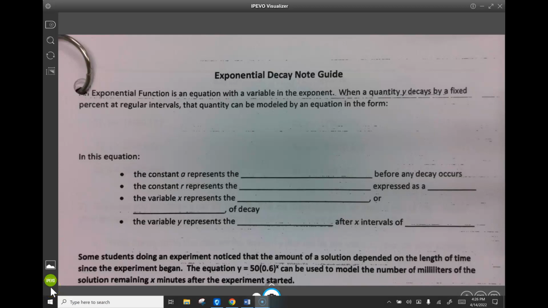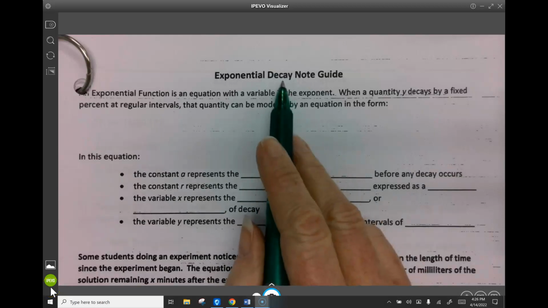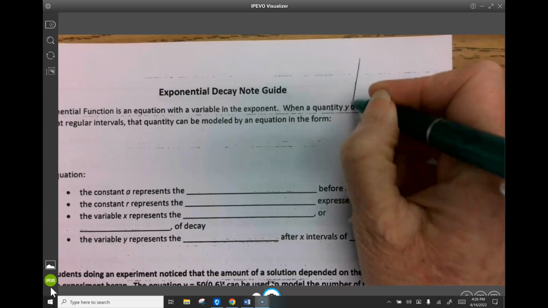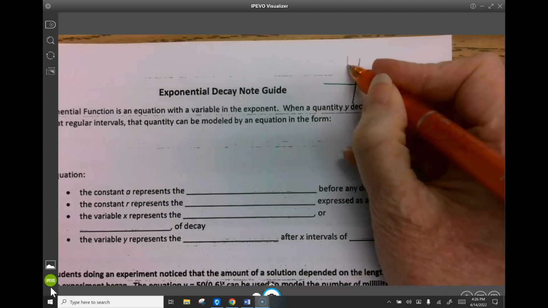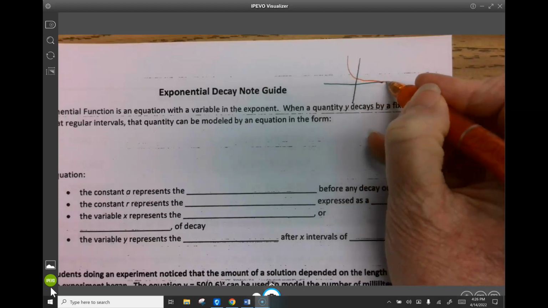So in the last video we talked about exponential growth. Now we're going to talk about exponential decay. With exponential decay, your graphs in general are going to look like this, because it's going to go down. It's going to get smaller and smaller.